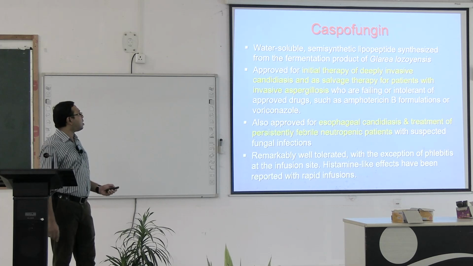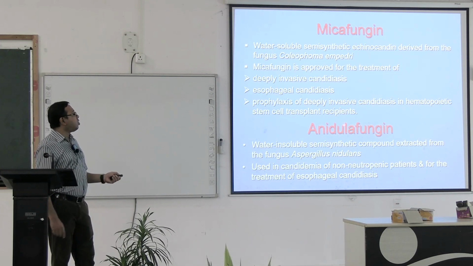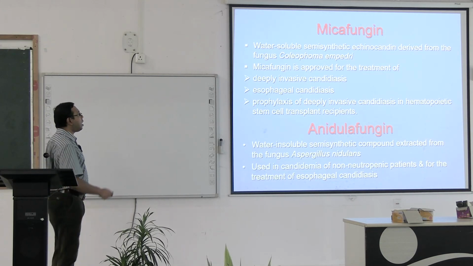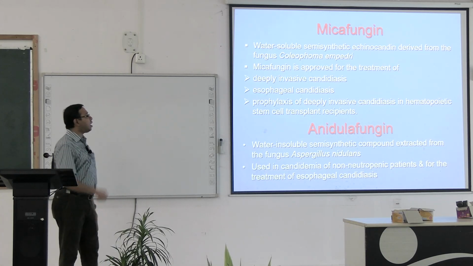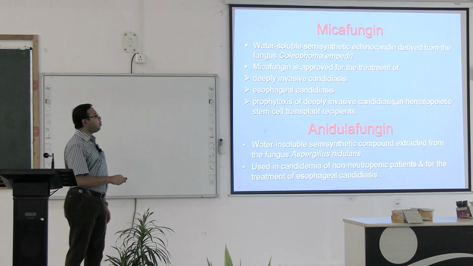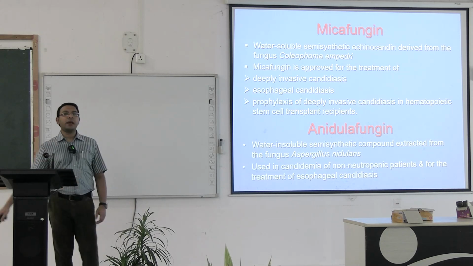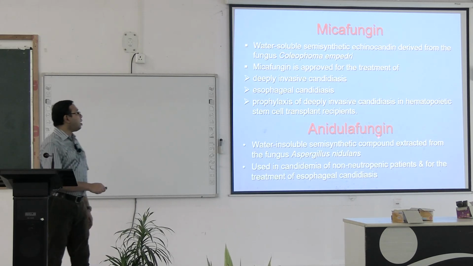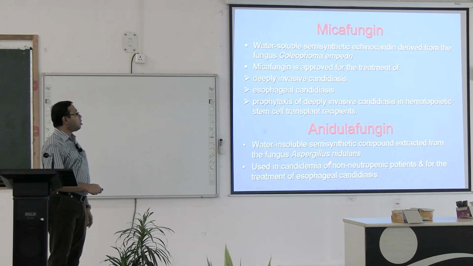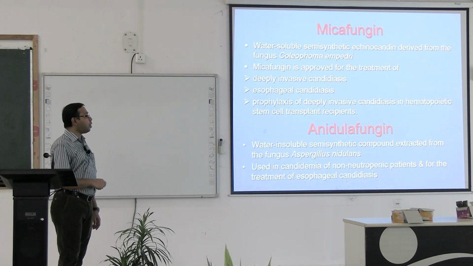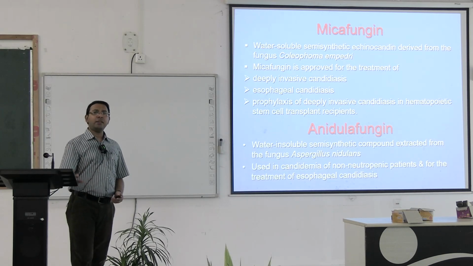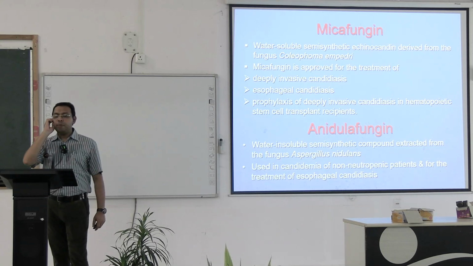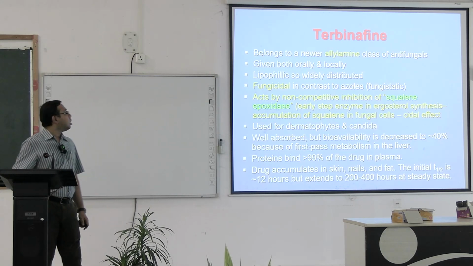Usually well tolerated. Micafungin and Anidulafungin are more or less similar. Micafungin is mainly used in deeply invasive candidiasis, esophageal candidiasis, and prophylaxis of deeply invasive candidiasis in hematopoietic stem cell transplant patients. Anidulafungin again is used in candidemia of non-neutropenic patients and for the treatment of esophageal candidiasis. That is more or less similar. Just remember these are mainly used in invasive Candida infections.